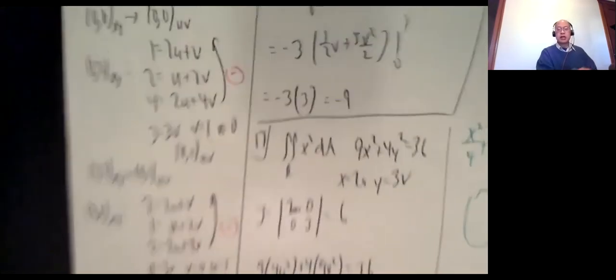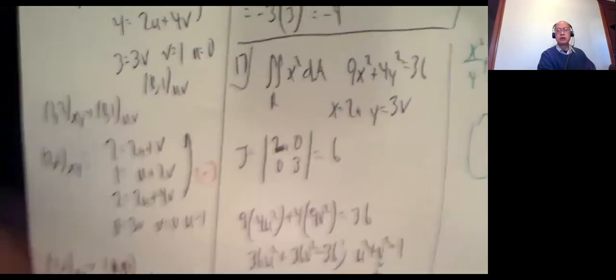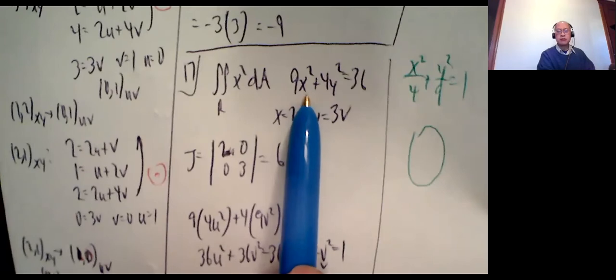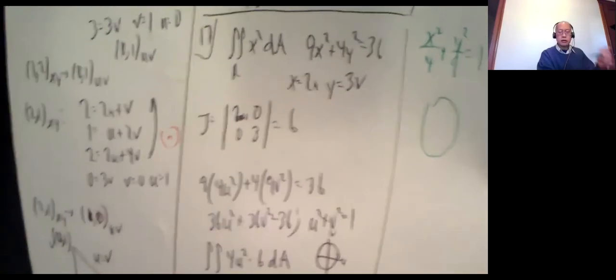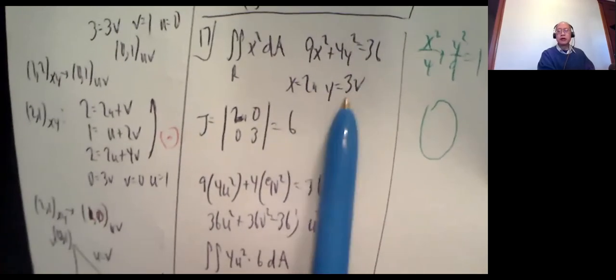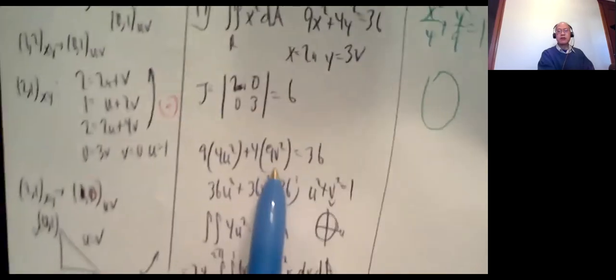It's going to be 6. All right, let's make the transformation. X equals 2u, y equals 3v. So put 2u here. That becomes 9 times 4u squared, right? 4 times y squared, 9v squared.